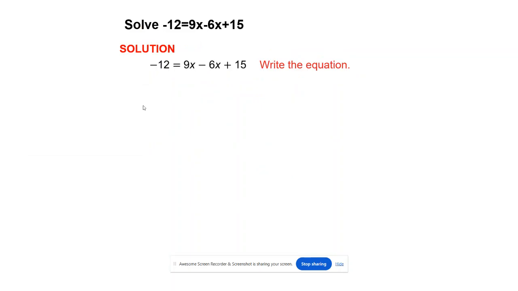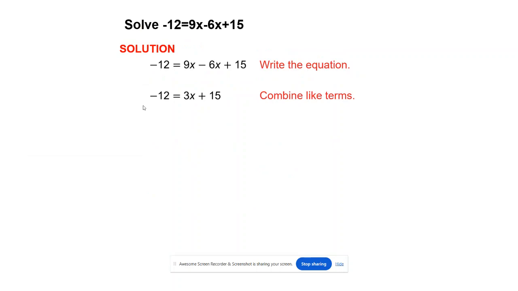Here's another problem. We have negative 12 equals 9x minus 6x plus 15. Again, this is very similar to the one before. The only difference I'm noticing is that we have two groups of x's on the right-hand side. Since we have a 9x minus a 6x, we can just combine those terms since they are alike. And 9x minus 6x is 3x. So all we did there was combine.